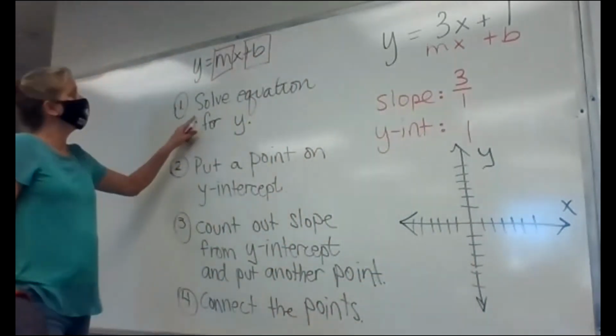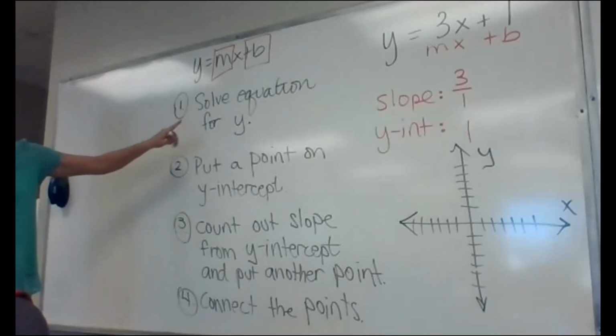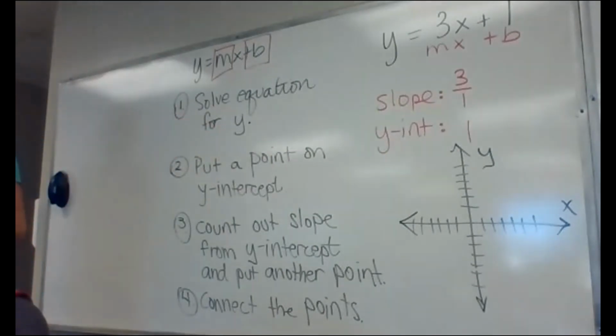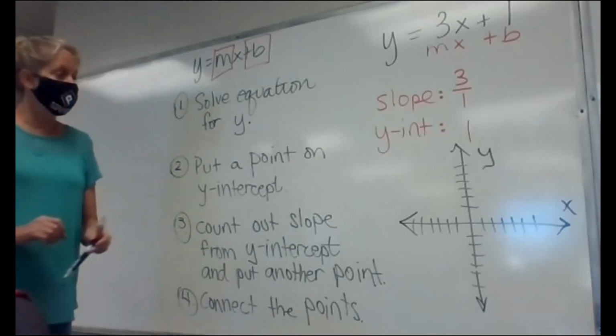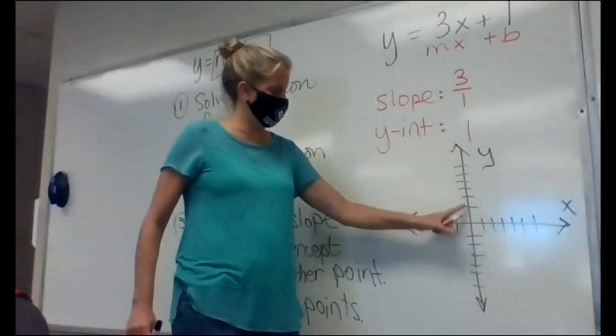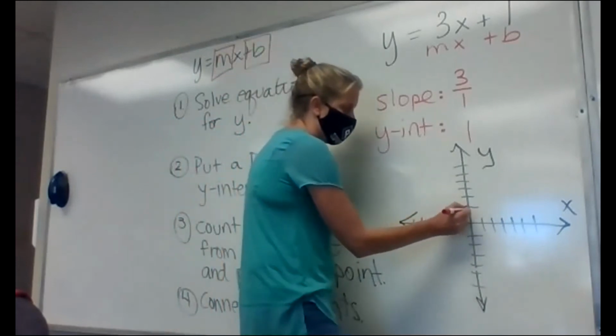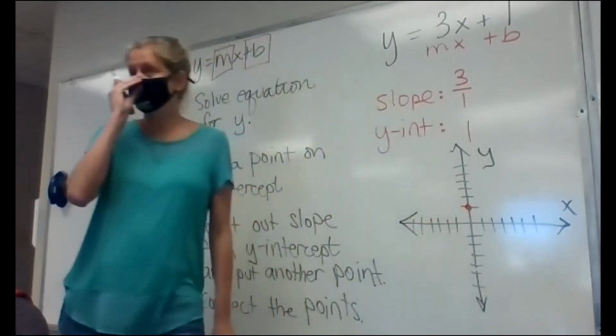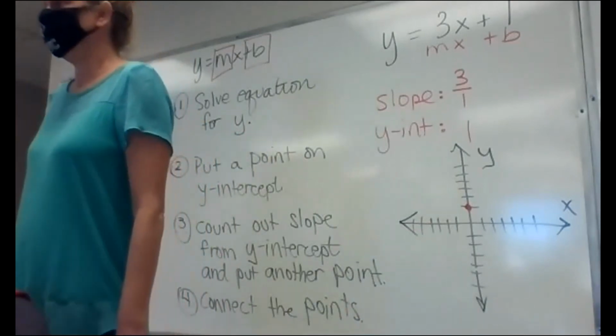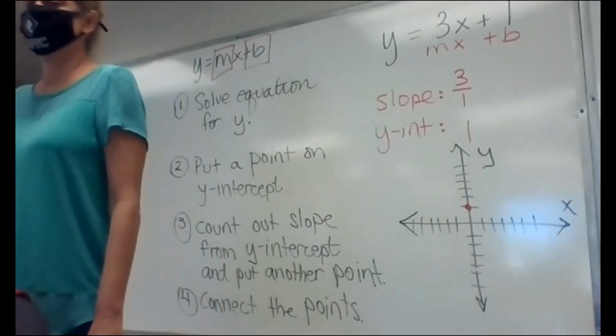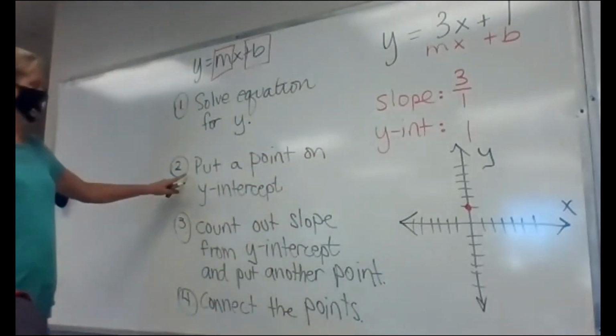So, solve the equation for y. I wrote out what my slope and my y-intercept were, because those are the two numbers I'm going to need. Put a point on the y-intercept. What's my y-intercept? +1. Where's my y-axis? This one right here, correct? That means you just go to the y-axis and you put a point on +1. That's step 2.